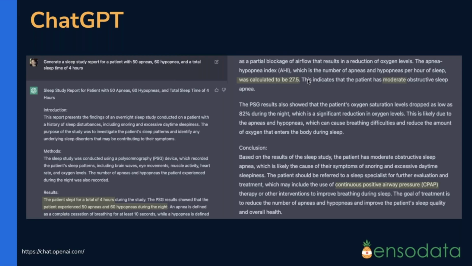Another thing that was pretty impressive was that it was also able to make the connection between this AHI and the severity of the obstructive sleep apnea, in this case, moderate. And this is correct, right? Moderate sleep apnea is an AHI between 15 and 30. And then it gives some conclusions and recommendations, and also identified CPAP as a potential treatment. So this really shows the power of these kinds of tools to automate a lot of the work that we are doing today manually.